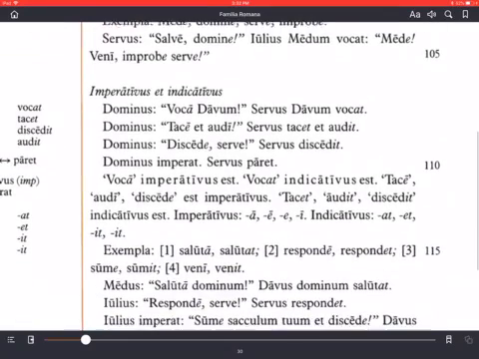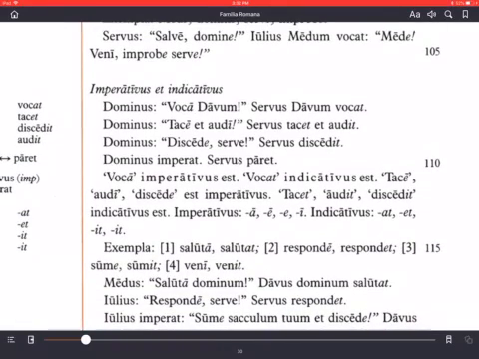Imperativus et indicativus. Imperative and indicative. These are moods of the verbs. Mood in Latin is modus. The Latin word modus means way, manner, method, something like that. And mood, as a technical term for grammar, really is more about a manner or method of expressing a verb. It's not so much like the word mood, like a happy mood, sad mood, although it's not unrelated to that. So, Dominus says, voca Davum, call Davus. Servus Davum vocat. The slave calls Davus.